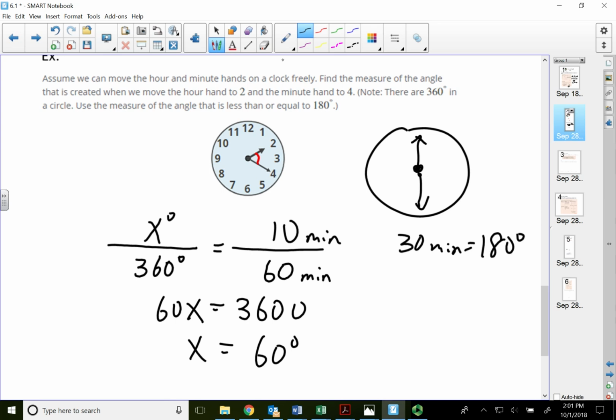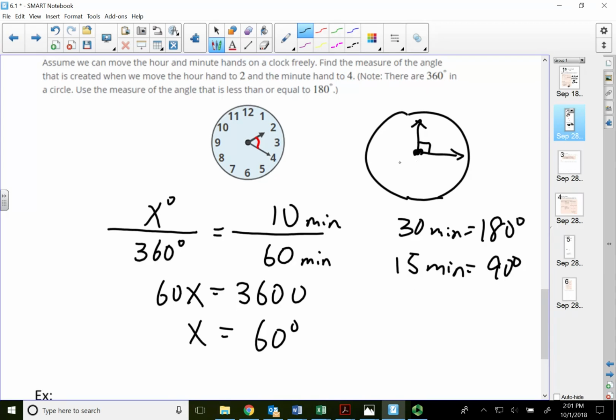So think about this. What happens if the hands for hour and minutes are pointing at 12 and 3? See, that's exactly a 90-degree angle. So that means 15 minutes has to be equivalent to 90 degrees. Okay? So that's why 30 minutes becomes 180 degrees.